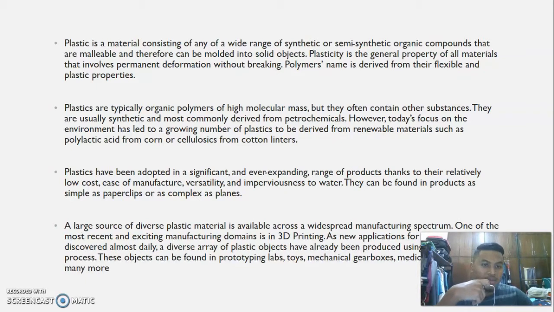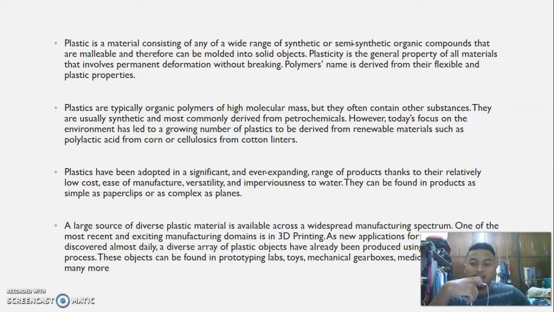However, today's focus on the environment has led to a growing number of plastics being derived from renewable materials, such as polylactic acid from corn or cellulosic from cotton linters. Plastics have been adopted in a significant and ever-expanding range of products thanks to their relatively low cost, ease of manufacture, versatility, and imperviousness to water. They can be found in products as simple as paper clips or as complex as plates.